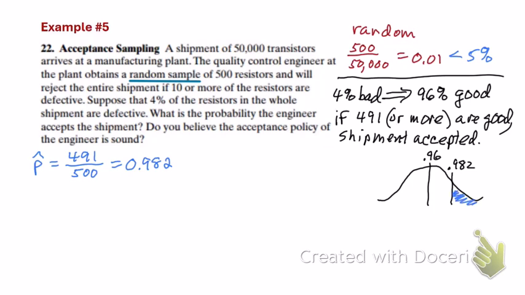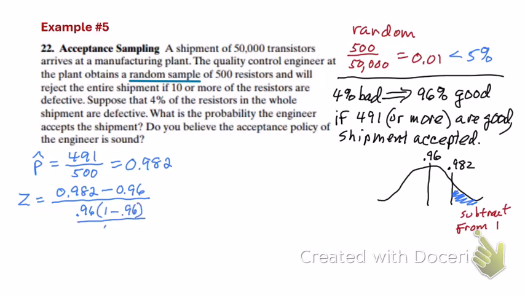This one's tricky. So what does that tell me? I got to subtract what I find in the table from 1. But now I've got enough information to do my z-score. Can you do these in your sleep now? And when I actually get the z-score, this is what I got. Whoa, how likely is that? Not particularly.